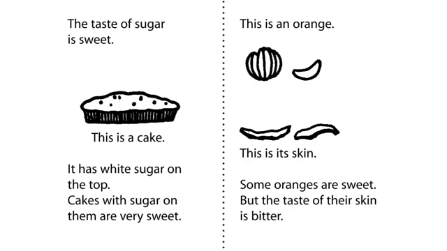The taste of sugar is sweet. This is a cake. It has white sugar on the top. Cakes with sugar on them are very sweet. This is an orange. This is its skin. Some oranges are sweet, but the taste of their skin is bitter.